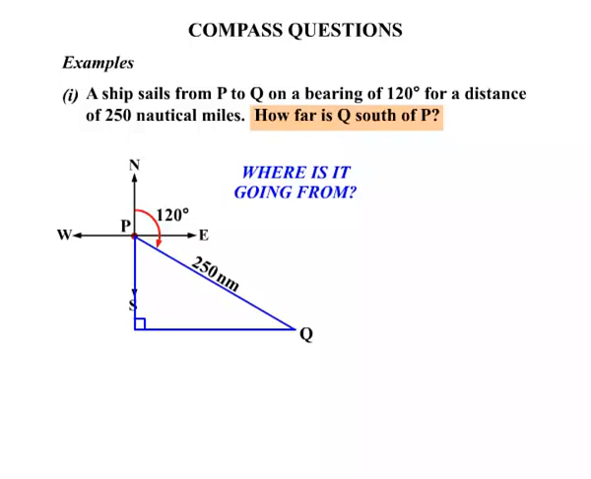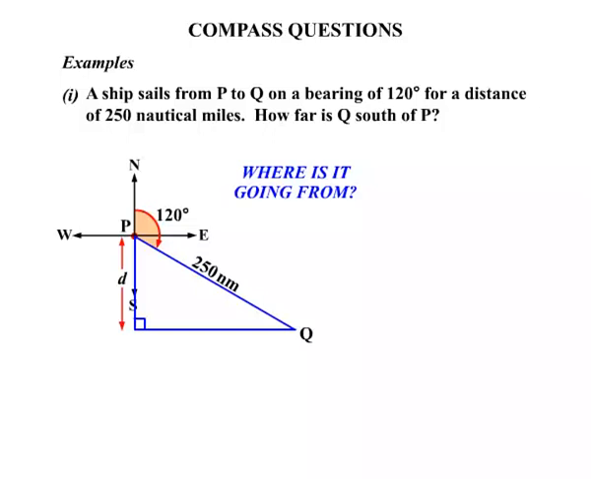Now look at the question, how far is Q south of P? Well, if you look at Q from P, it's in a southeasterly direction, isn't it? South and east. It's not purely south, it's not purely east, it's between. But we are asked how far is the southerly direction. So we're interested in that distance there.